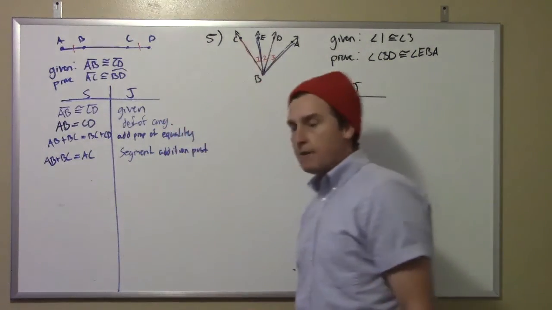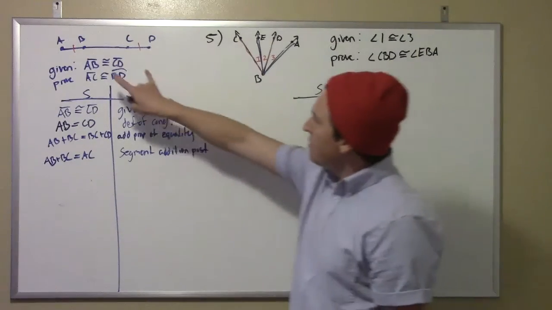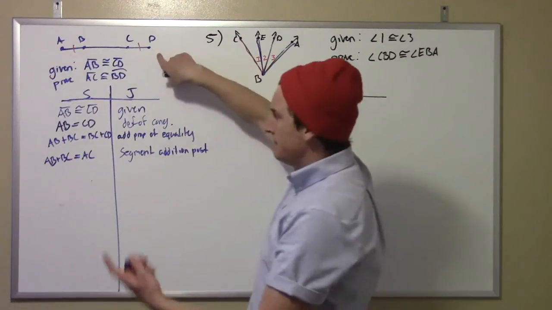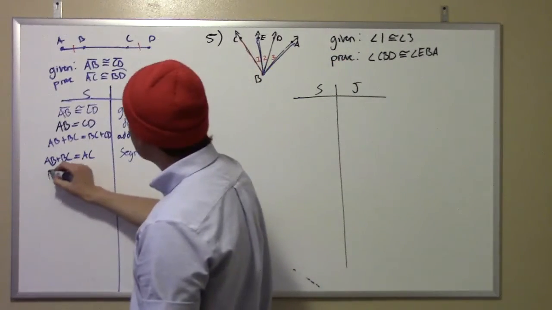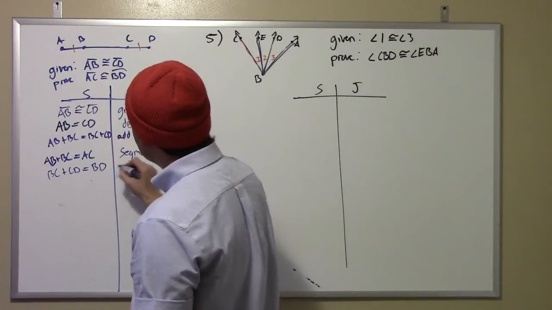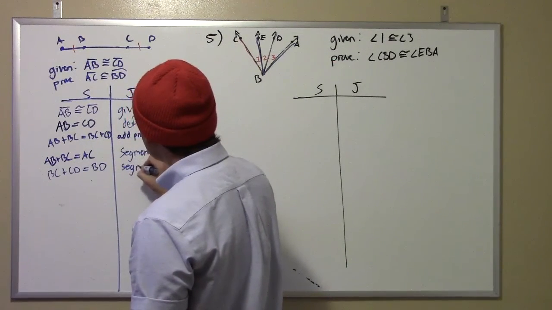Okay. Now, by the same token, we can say that, well, hold on a second, isn't BC plus CD just BD? Yes, also true. So BC plus CD equals BD. Again, segment addition postulate.